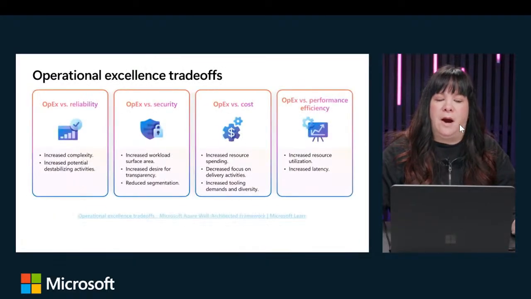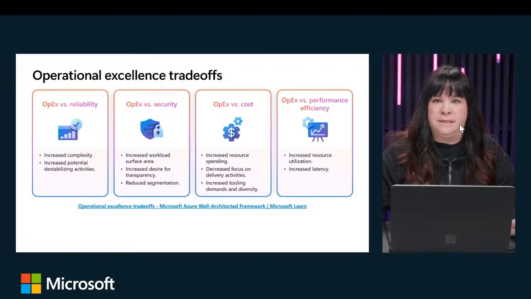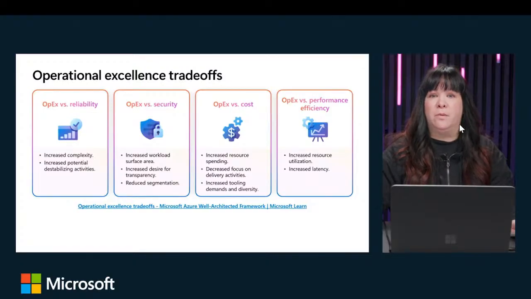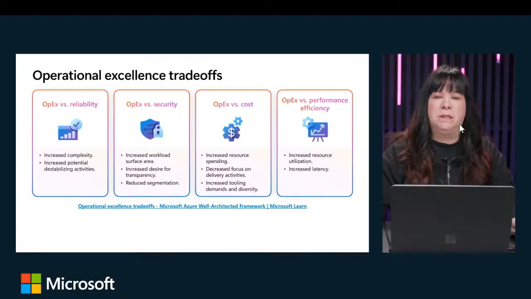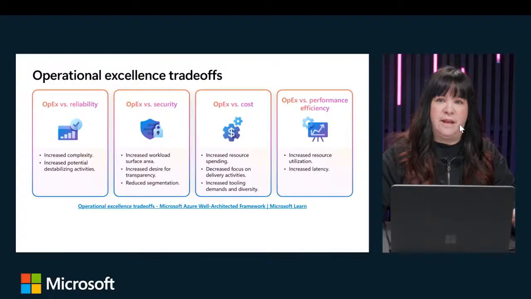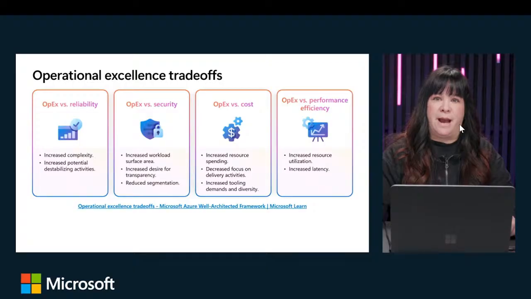So let's take a look at the operational excellence trade-offs and discuss how they impact other pillars of the well-architected framework. The first one we're going to look at here is reliability. While operational excellence aims to increase efficiency and streamline processes, it can also introduce complexity. This complexity can lead to potential destabilizing activities, as higher frequency deployments and increased density can increase the chances of misconfiguration. Reliability, on the other hand, favors simplicity to minimize misconfigurations and avoid unexpected interactions.